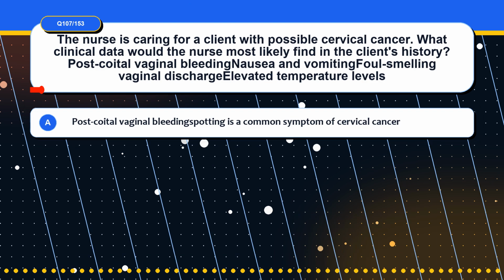Question 107. The nurse is caring for a client with possible cervical cancer. What clinical data would the nurse most likely find in the client's history? Postcoital vaginal bleeding, nausea and vomiting, foul-smelling vaginal discharge, elevated temperature levels. Here are the options. Option A. Postcoital vaginal bleeding. Spotting is a common symptom of cervical cancer.